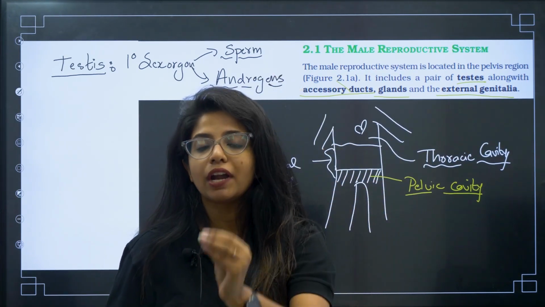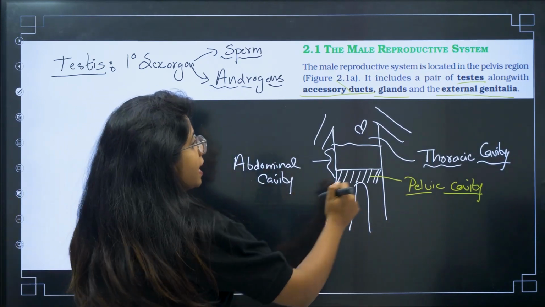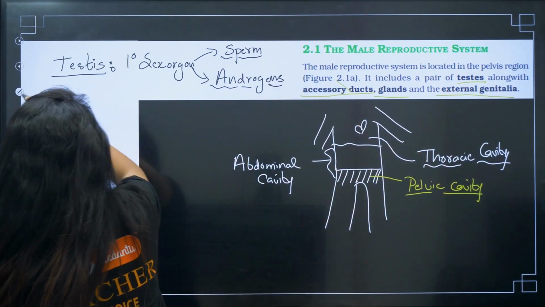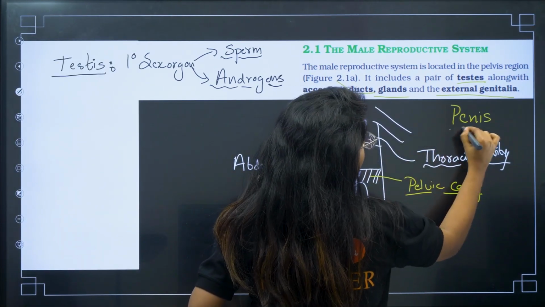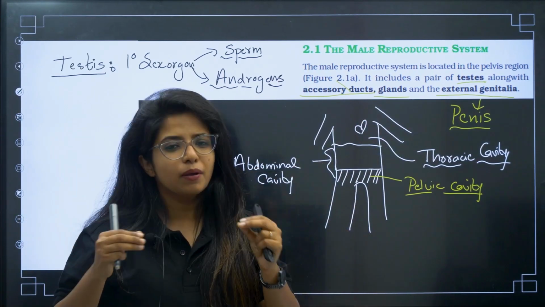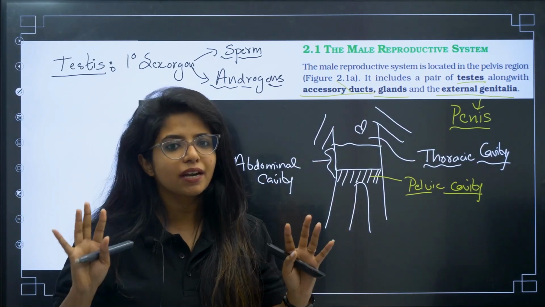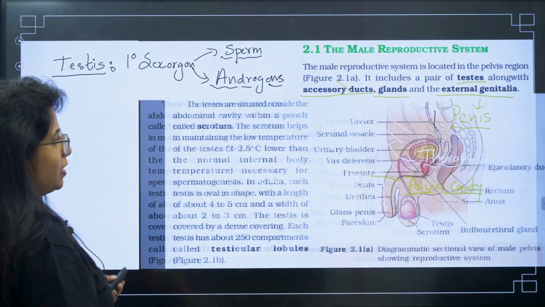You need an external genital organ, which in males is what? Penis. So basically the external genital organ in males is the penis. There is only one thing to remember. Accessory ducts and glands are a bit long. We will study about it one by one. Okay. So let's begin the battle again.